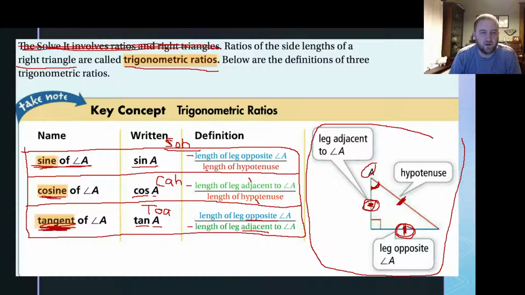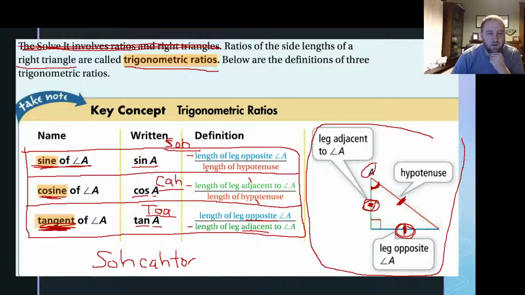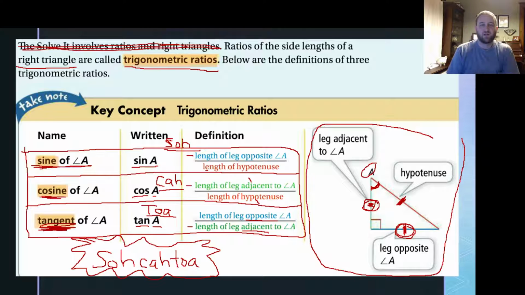Okay, so we've got S-O-H, C-A-H, and T-O-A. Man, that looks familiar. S-O-H, C-A-H, and T-O-A. SOHCAHTOA. Oh my goodness, what a coincidence. We just learned about SOHCAHTOA. I guess this would be a good way to remember these 3 trigonometric ratios. So sine is opposite over hypotenuse, so the opposite side over the hypotenuse side. Cosine is adjacent over hypotenuse. Tangent is opposite over adjacent.